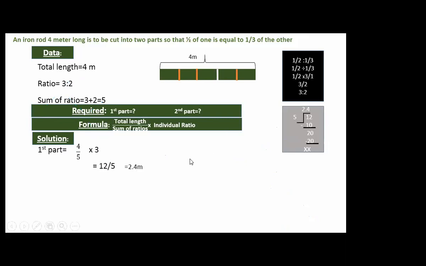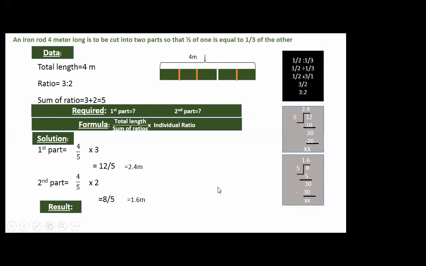In the same way, you can solve for the second part. 4 twos are 8 upon 5. So here 5 ones are 5, 3 left. Then we have to put the decimal, because 3 is smaller than 5. 5 sixes are 30, and we get the answer 1.6 meters, right? So the first part is equal to 2.4 and the second part is equal to 1.6.